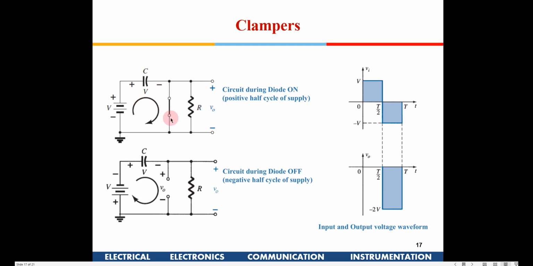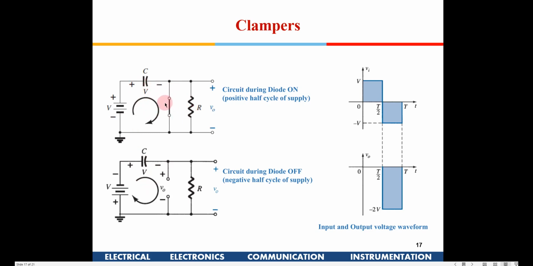Since the diode is closed, you can assume that this resistance gets shorted out, so there will be no output voltage here, right? Because this is a diode, we are assuming it's an ideal diode in this case. So in the positive cycle, the diode is shorted, so there is no output available. And when it is shorted, one more thing would happen.